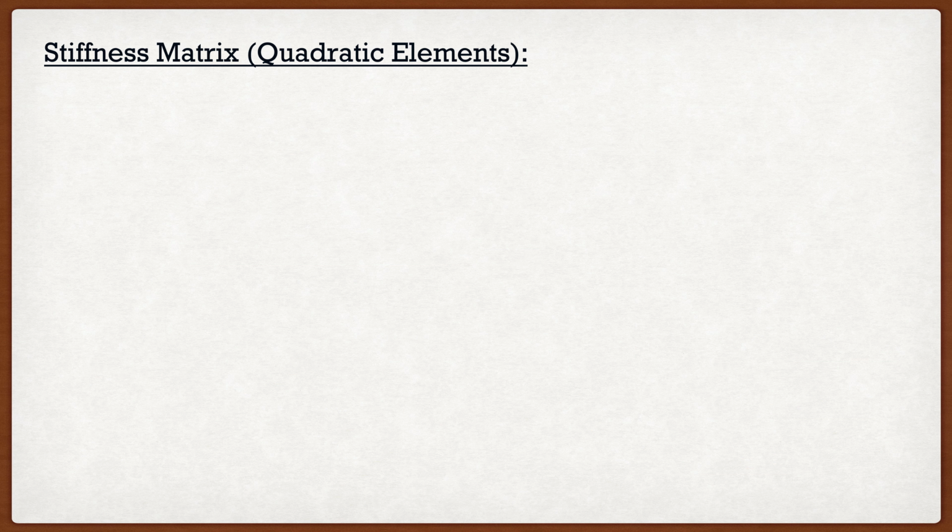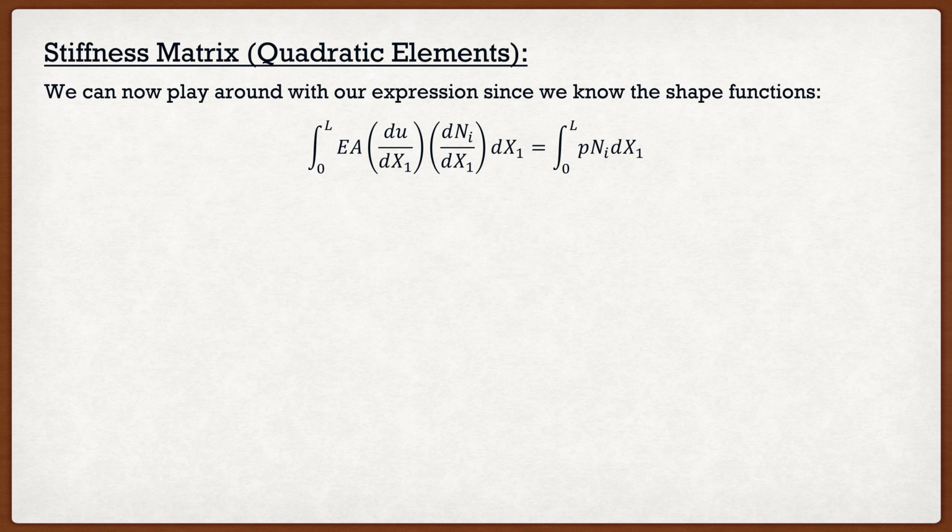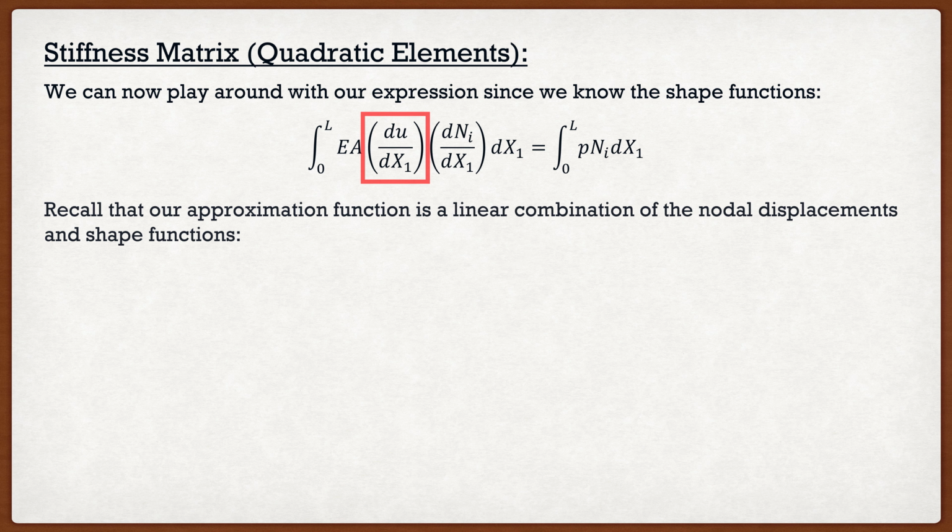So the question becomes, all right, well, how do I attain the stiffness matrix for these quadratic elements? Well, we're going to do the same thing where we're going to take our equation and we're just going to substitute the values of ni. But before we do that, we look at that derivative of our displacement function, and we're going to try and derive an expression from that. Just like before, we know that this displacement function is going to be a linear combination of our nodal displacements and our shape functions. Therefore, u is equal to u1 times n1 plus u2 times n2 plus u3 times n3.